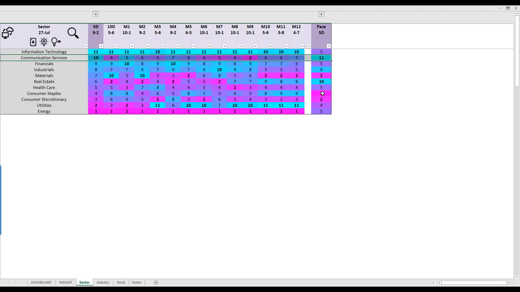For shorting, you might look at consumer staples and consumer discretionary sectors. These are the most decelerating sectors. Those are the conclusions you may arrive at using the sector analysis. However, sector level tends to be quite broad. To make more accurate trading decisions, you may drill down into the industry level and buy into strong industries and short into weak industries.